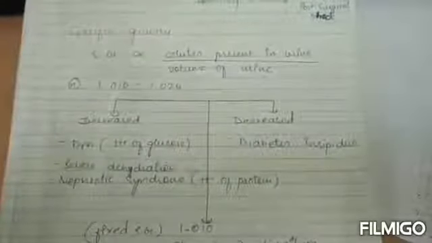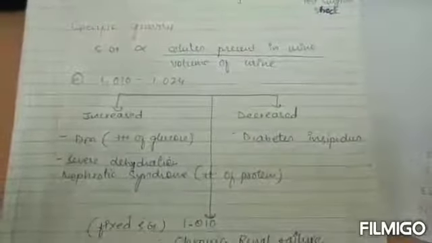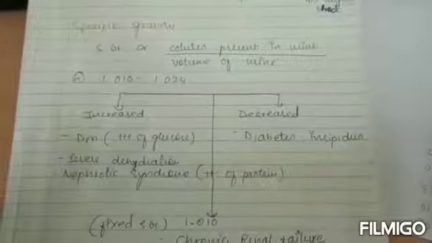Next indicator is specific gravity. Specific gravity is directly proportional to the solutes present in the urine and inversely proportional to the volume of urine.